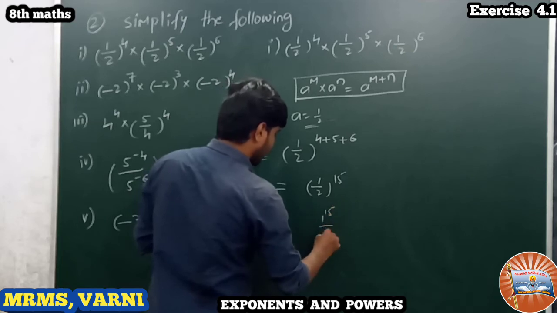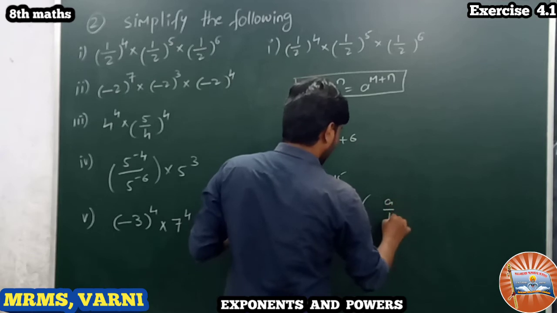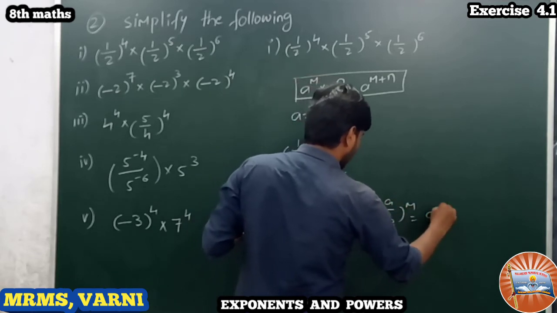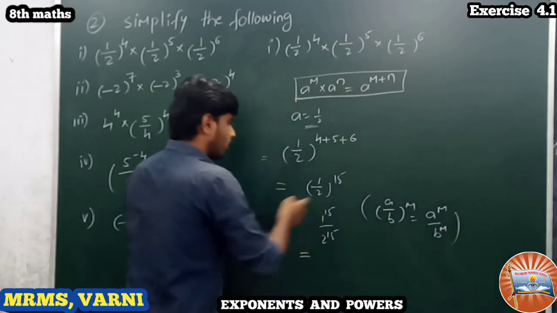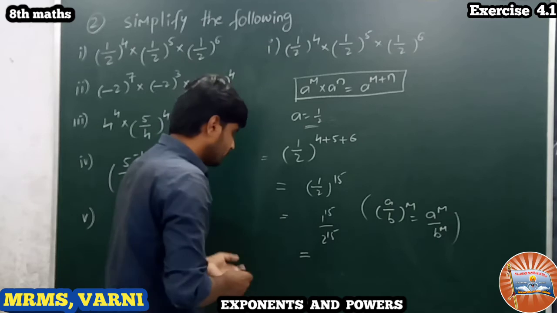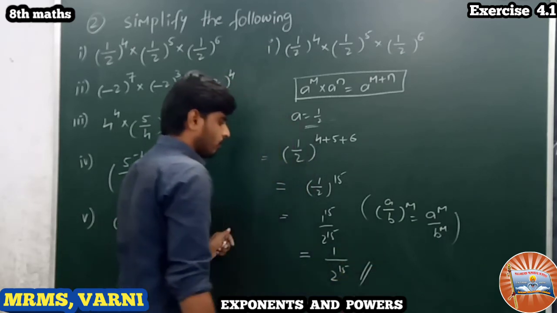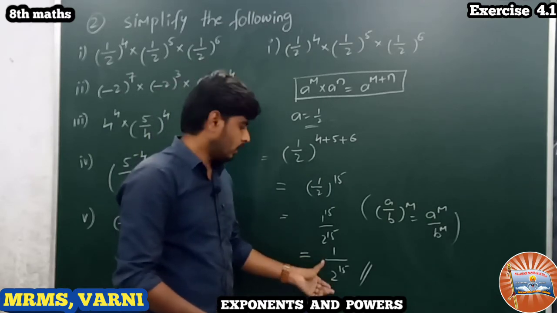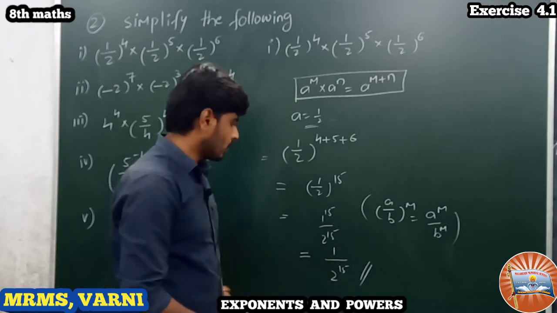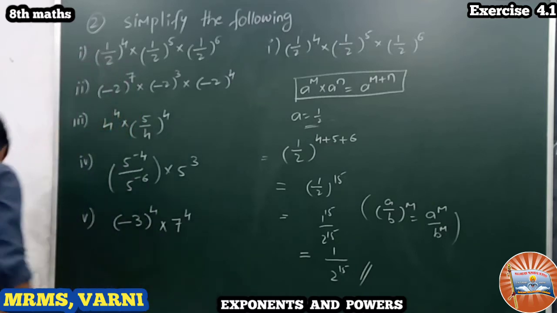1^15 / 2^15. What is the law here? (a/b)^m = a^m / b^m. This is nothing but 1^15, nothing changes here, 1 as it is, over 2^15. There is no need to compute this value, so we can stop here. (1/2)^15 is the final answer. We just have to simplify these questions. Next, go for problem number 2.